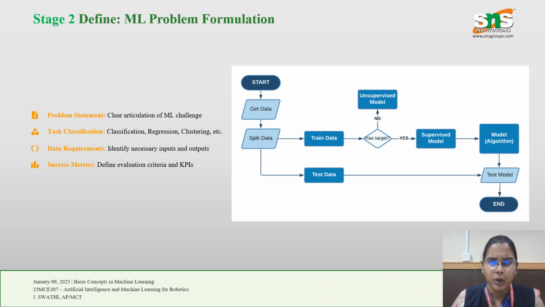And from the problem formulation, now we know the problem statement, we can get into the task classification, and we need the data requirements and success metrics, like what is the success point and what is the weak point we'll be facing. So we get started, get the data, split the data. Now I'm giving the target. If it has a target, it means it gets some labeled data, so it goes for supervised learning. If it doesn't have any target, it goes for unsupervised learning. Now the model gets an algorithm, and now the algorithm performs. Now the test model gives an output and ends with prediction.